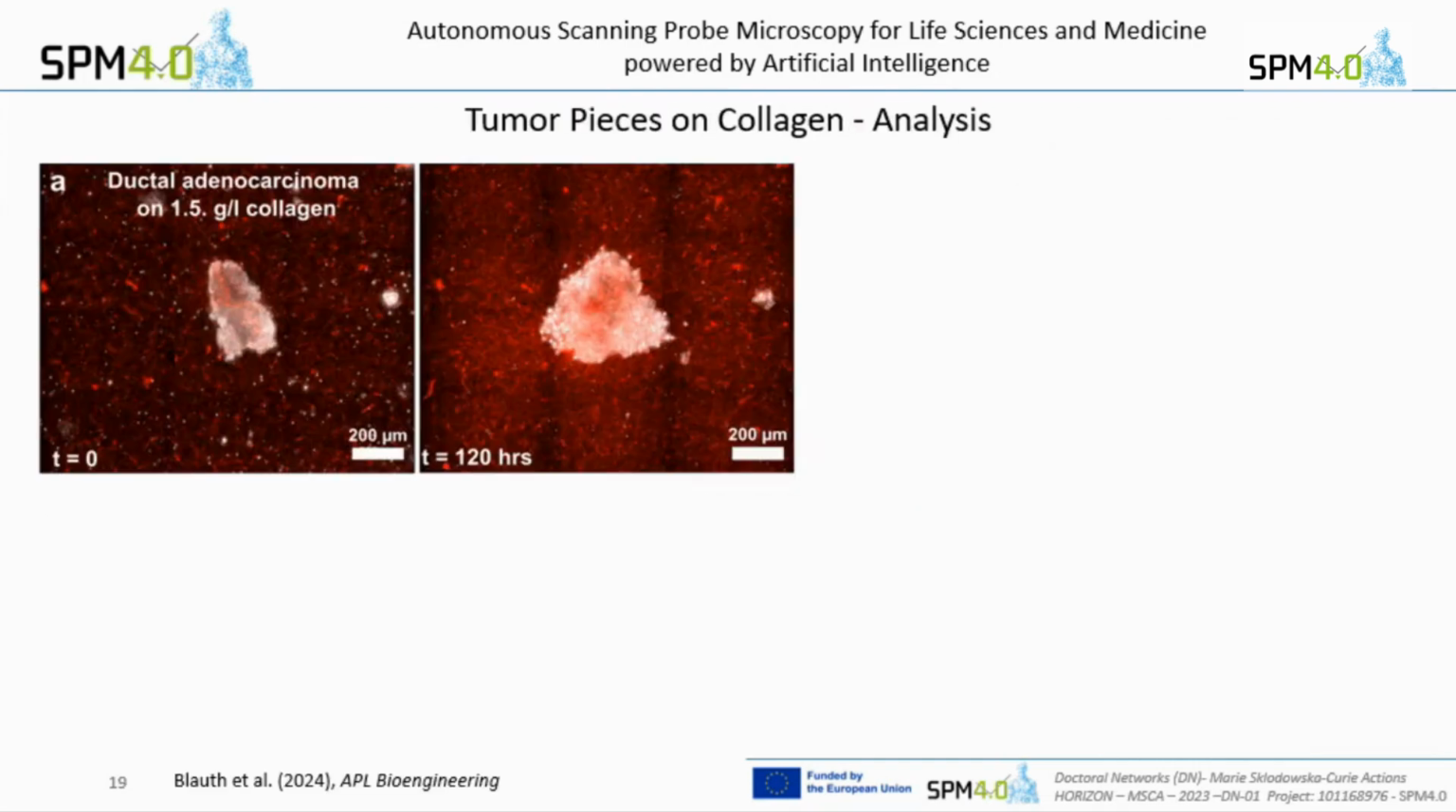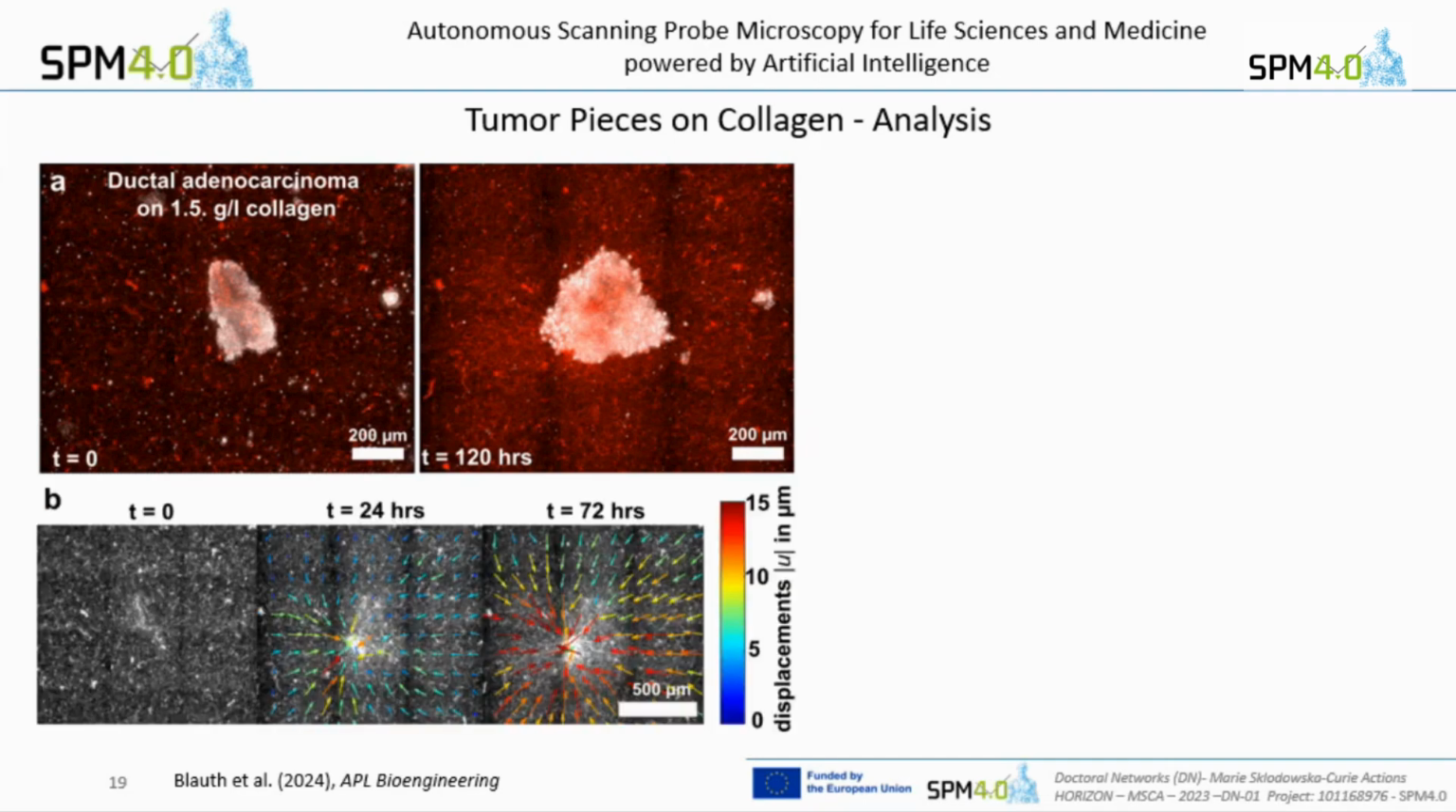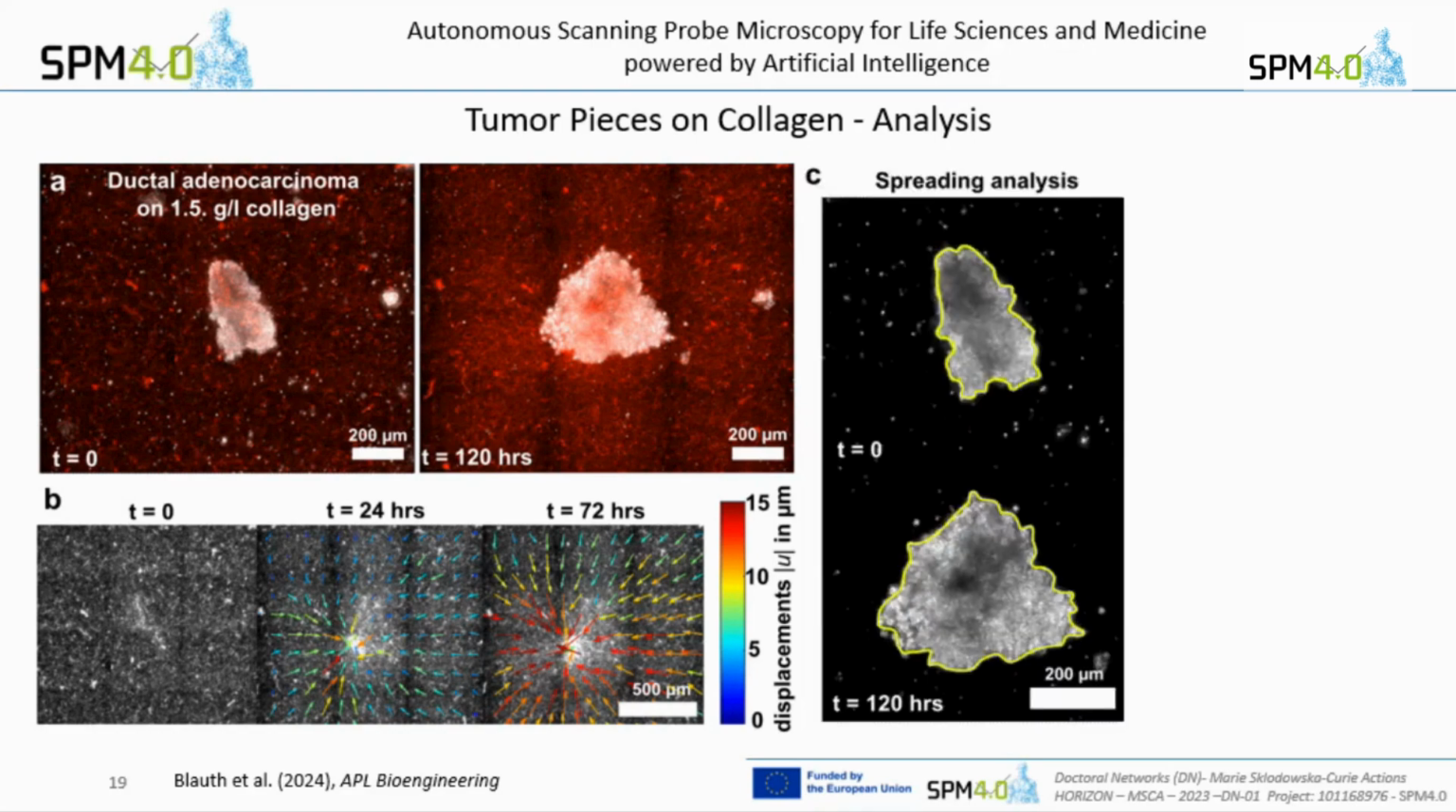So we go back to this piece of collagen, and there you can analyze how the pixels in the images shift over time. We did particle image velocimetry here, and this gives you displacement fields, and you can analyze the displacements and see that, for example, at this point the cluster of cells pulls the matrix over 72 hours, for example. And then we can also just look at how the shape changes.